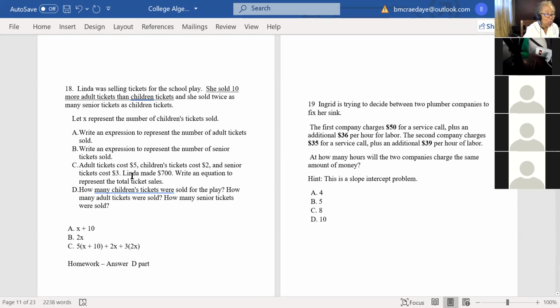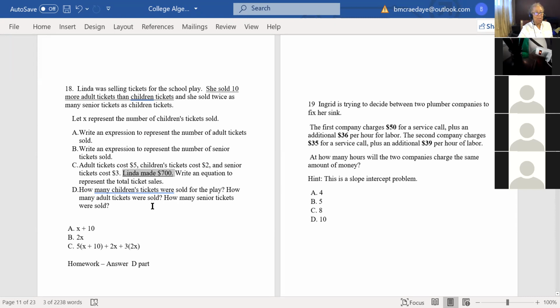And you'll have to use how much she made, right? All the tickets sold added up to $700. So if you set all the tickets that we have here to $700, you should be able to find X for the children. Then you can use that X, plug it into A, to find what? The adults, and plug it into B part to find the seniors. Got it?